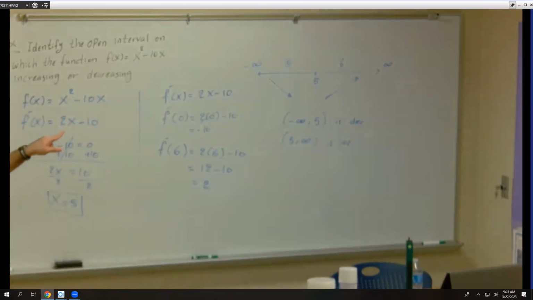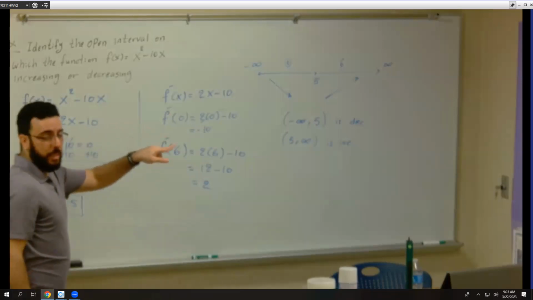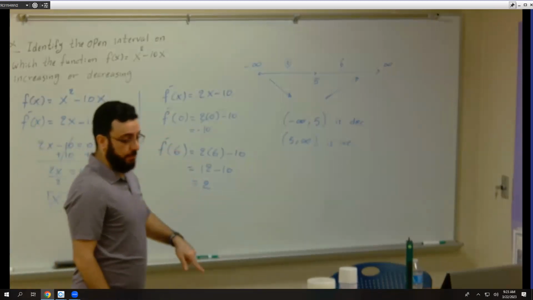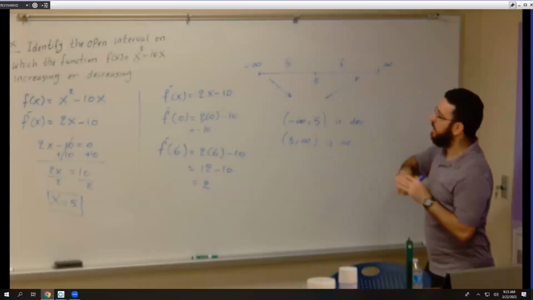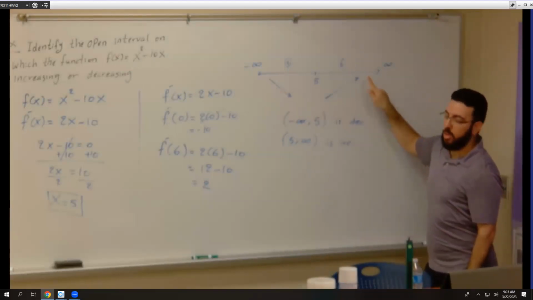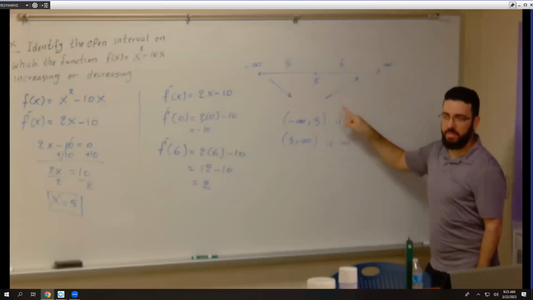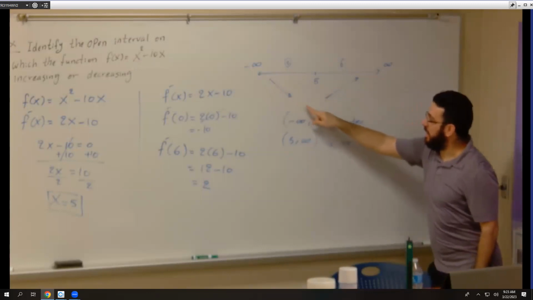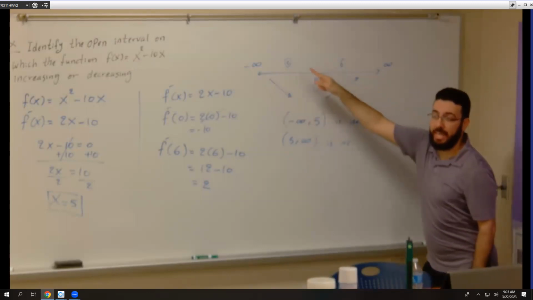Now, if you look at the function here, this is a simple graph. Decreasing and then increasing. So at this point, we have a relative minimum, because it is decreasing and then increasing. So it's a relative minimum.